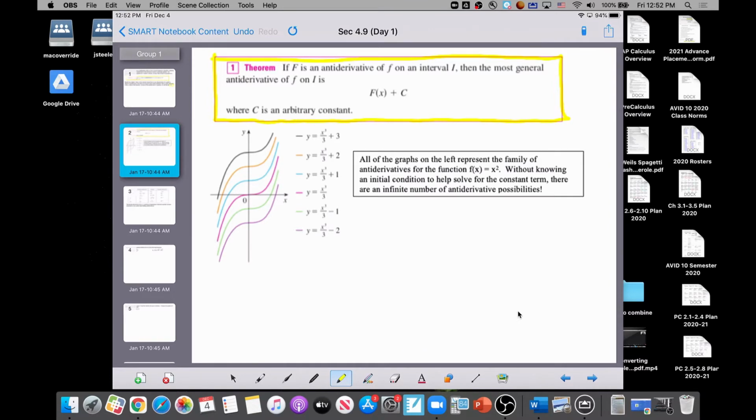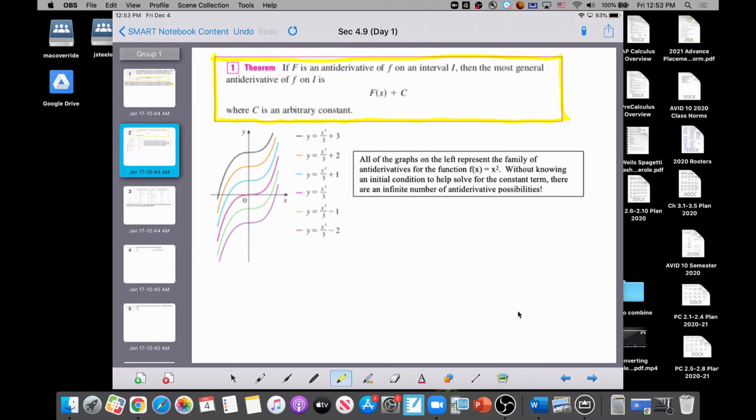So here you can see we have this lovely picture of a family of graphs, where the graphs on the left represent the family of antiderivatives for the function little f of x equals x squared. Because we know that if x squared is a function and we want its antiderivative, then its antiderivative should be a cubic function. Therefore, the entire family of antiderivatives look like snakes of the form y equals x cubed. But the problem is it could be x cubed plus 0, it could be x cubed plus 2, it could be x cubed minus 5. All of those would have a derivative of the type x squared.